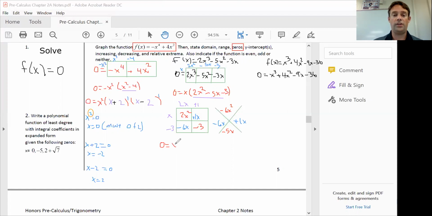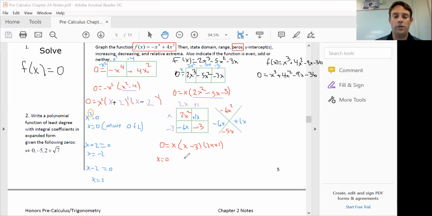So I still have that x out front. I now have an x minus 3 and a 2x plus 1. And friends, if you notice, I don't have any exponents other than 1. So these are all going to be a multiplicity of 1. So we can just go ahead and solve them as is.